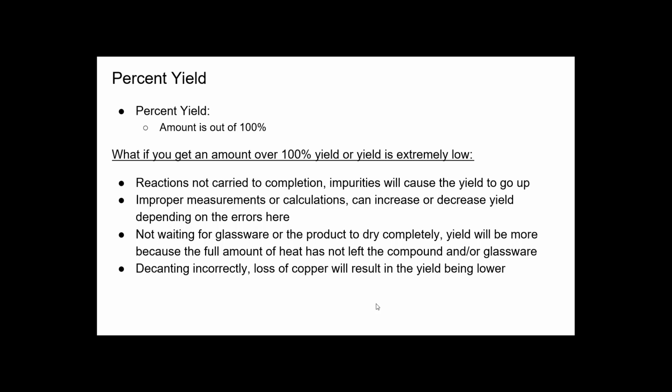That means that the heat is still attached and it's going to be a larger amount than what it normally would be. That means that the yield will be more because the full amount of heat has not left the compound and or glassware. Decanting incorrectly, loss of copper. So it will result in the yield being lower. Why? Because you're losing the copper. The copper is gone. So in the end, the yield is going to be lower.